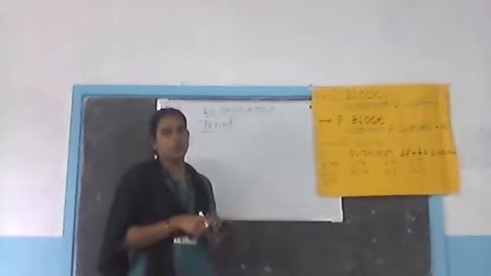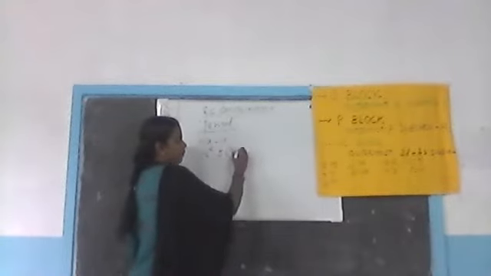Next, we are going to find out the group number. But before that, we can find out the period. Period is common for all the elements. So now we are going to find out the period number for different blocks. First of all, I am writing one S block element here. Here I am taking 11 Na, sodium.